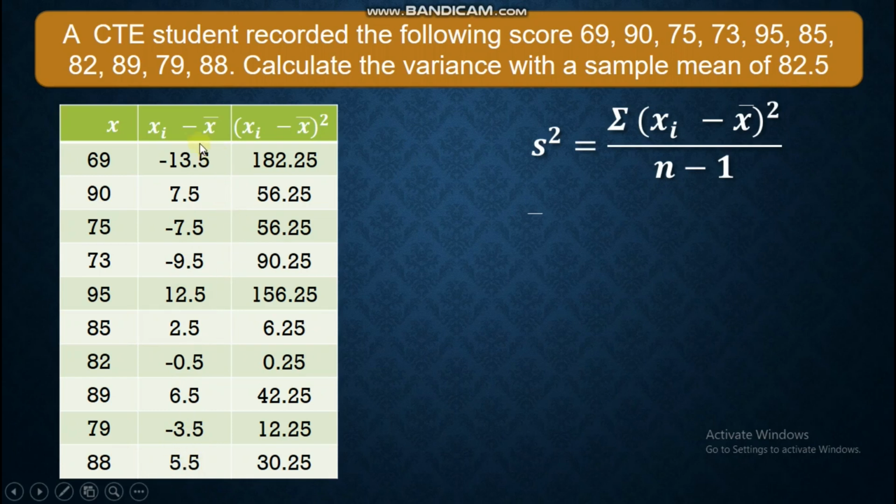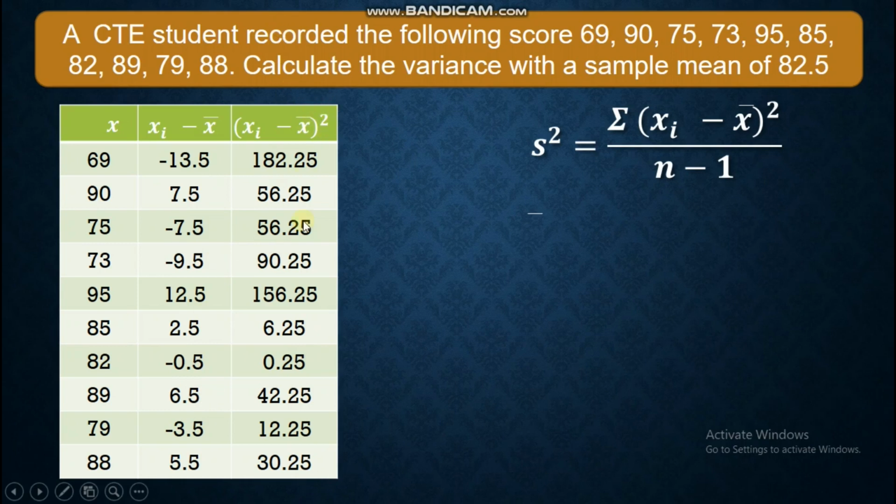Next, you will now square. Negative 13.5 squared is 182.25. 7.5 squared is 56.25. And the last one here, 5.5 squared, is 30.25. So you will also do the same, you square all of them.